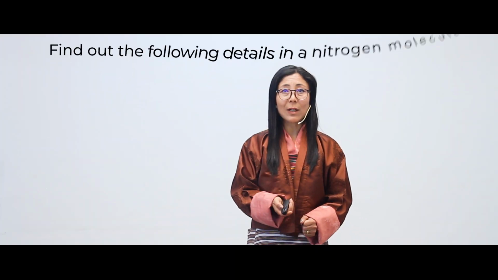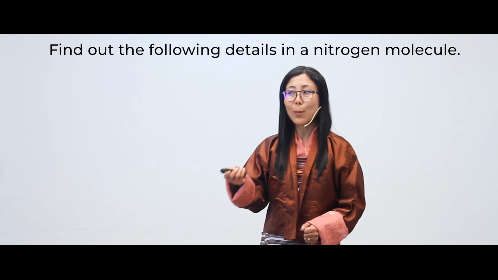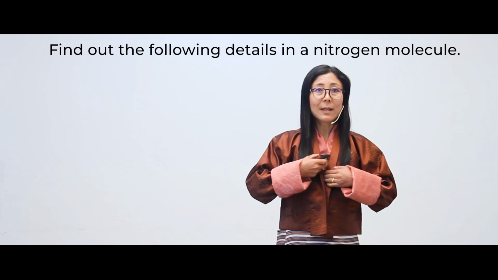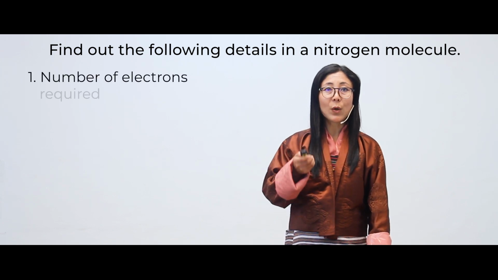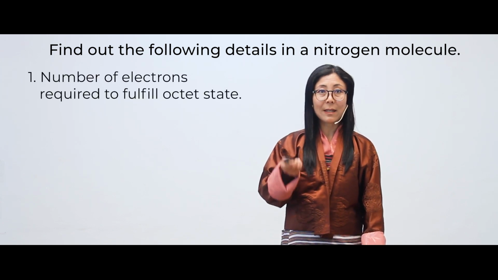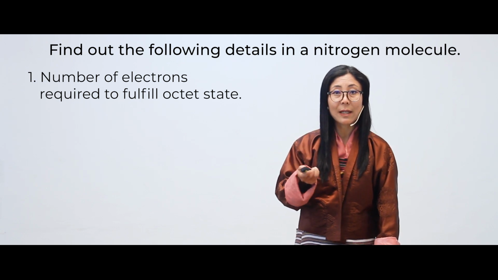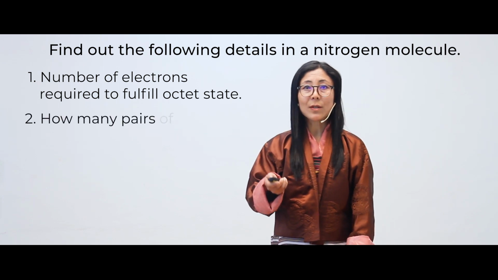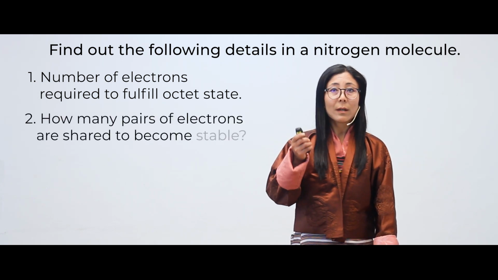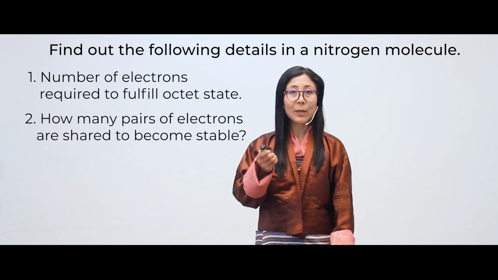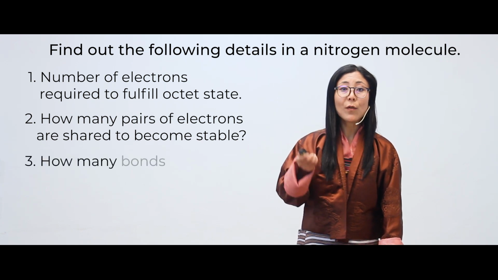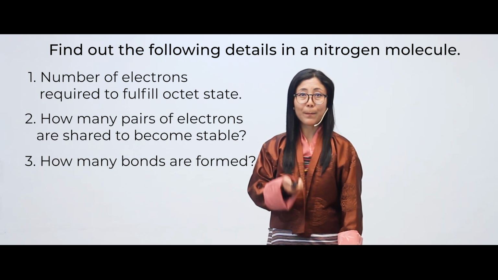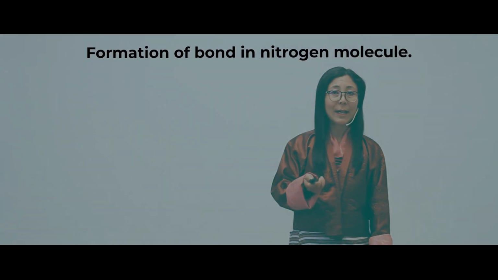Now let us find out the details in a nitrogen molecule. Following details. Number 1, let us see the number of electrons required to fulfill the octet state, that is, to have 8 electrons in their valence shell. Number 2, let us see how many pairs of electrons are shared to become stable. And number 3, how many bonds are formed between two atoms of nitrogen. Okay, formation of bond in nitrogen molecule.